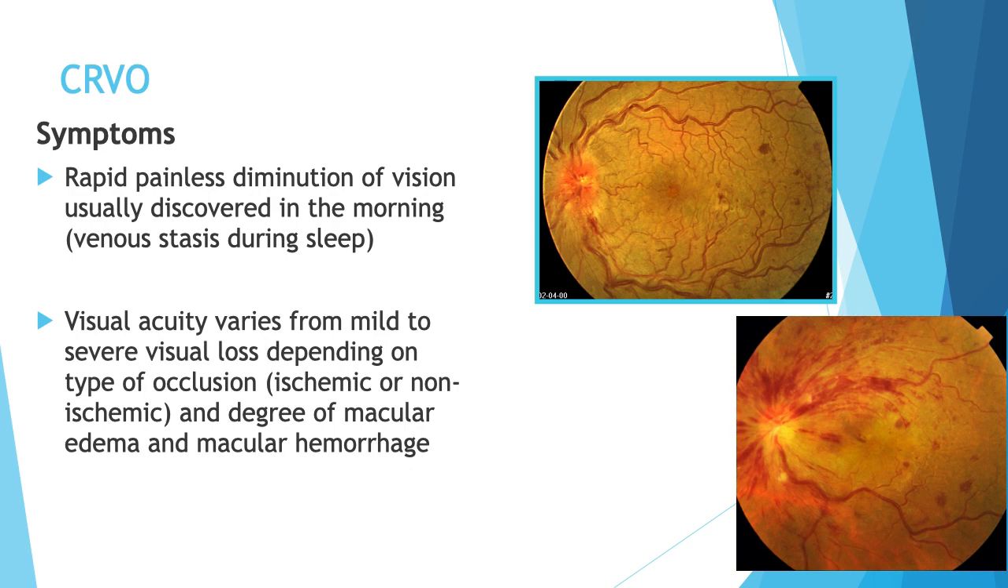What are the symptoms? The patients come in with rapid, painless diminution of vision. It's not loss of vision, it's diminution of vision, and it's rapid and painless also, and usually discovered in the morning because, as I said, of the venous stasis and the ability of thrombus formation during sleep because of stagnation of blood, which is a very good condition for the thrombus to form. Visual acuity varies from mild to severe. It could be 6/9, 6/12, or severe visual loss, counting fingers.